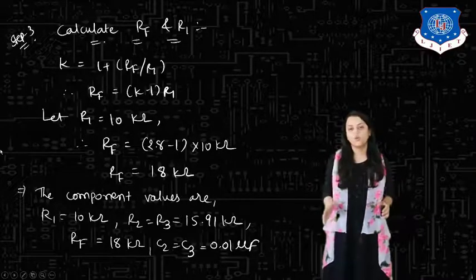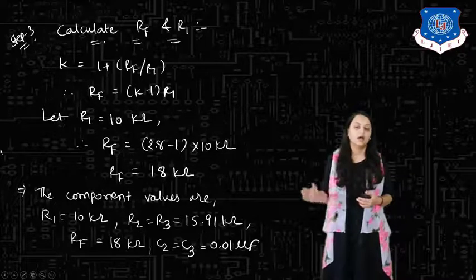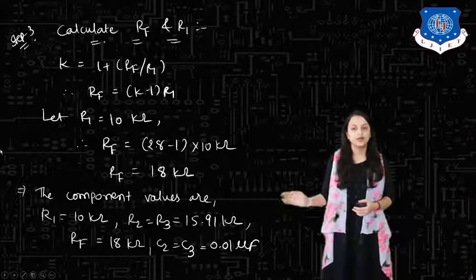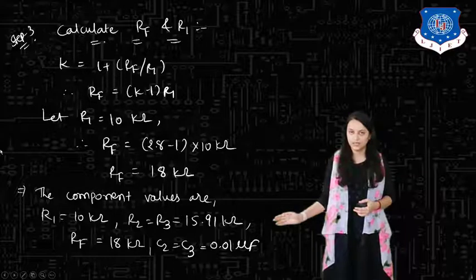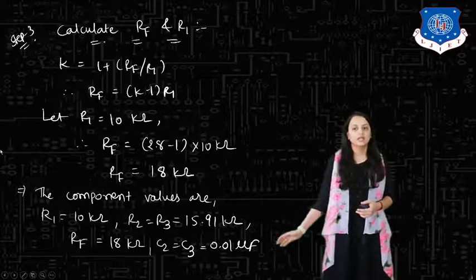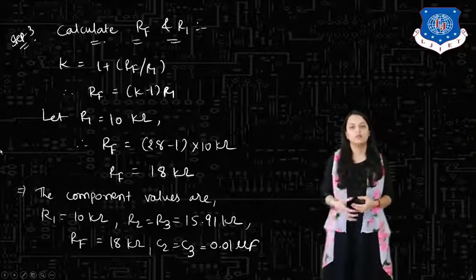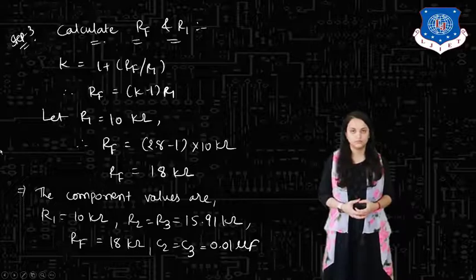So we have obtained all the component values. Let us list out the values. R1 equals 10 kilo ohms, R2 equals R3 equals 15.91 kilo ohms, RF equals 18 kilo ohms, and capacitance values C2 equals C3 equals 0.01 microfarad.